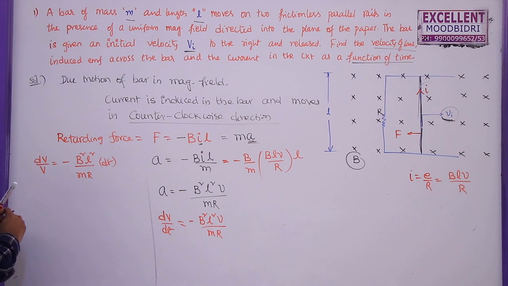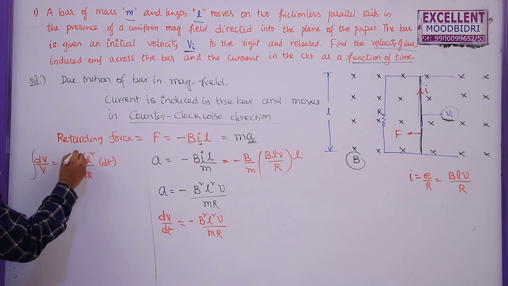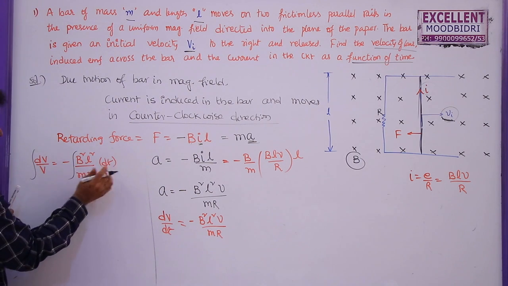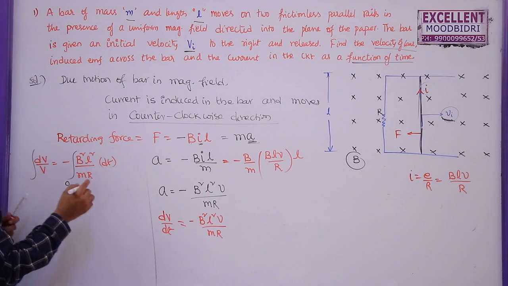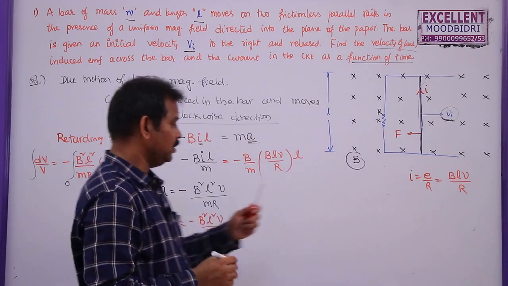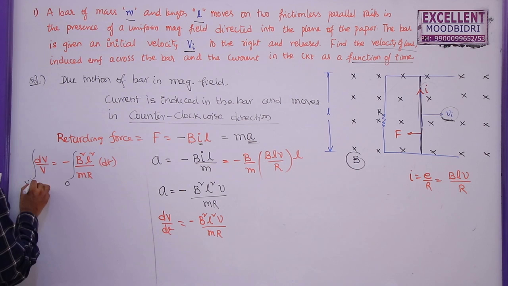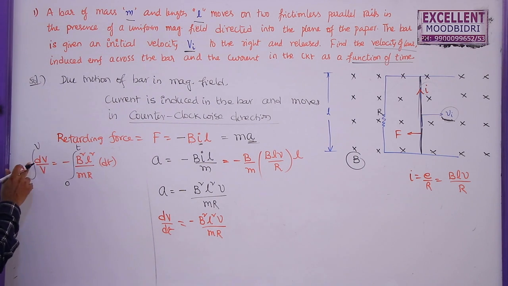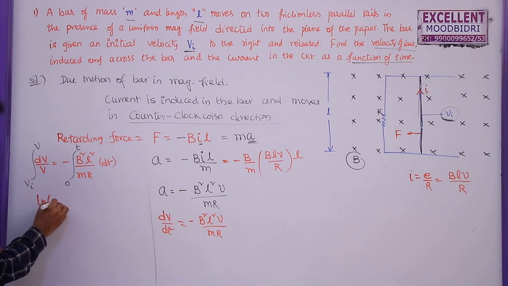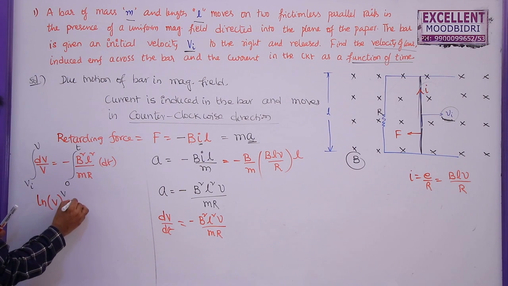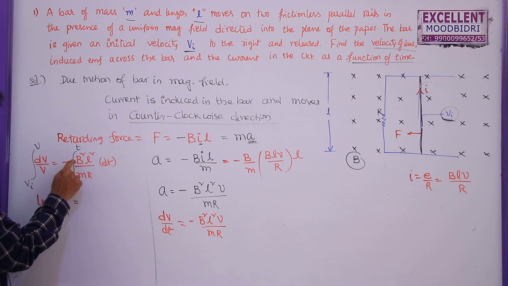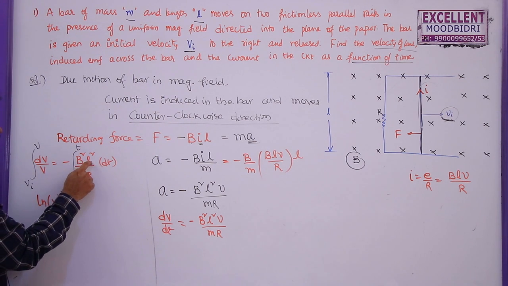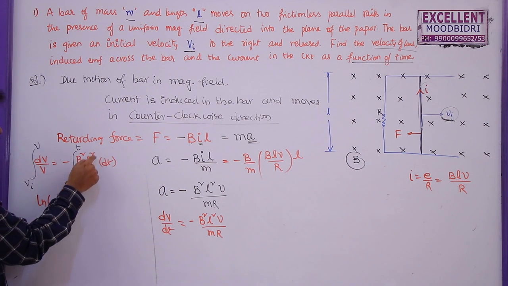Now I am going to integrate this one with the limits. Here the variable is time. So at 0 seconds, the initial velocity is given as Vi. So I am going to write here Vi. And at time t, the velocity is V. This is the integral of dv by V. We can write it as ln V, natural log V, with the limits Vi to V, which is given by, here magnetic field is constant, length of conductor constant, mass of conductor constant, resistance is constant. These are all constants.